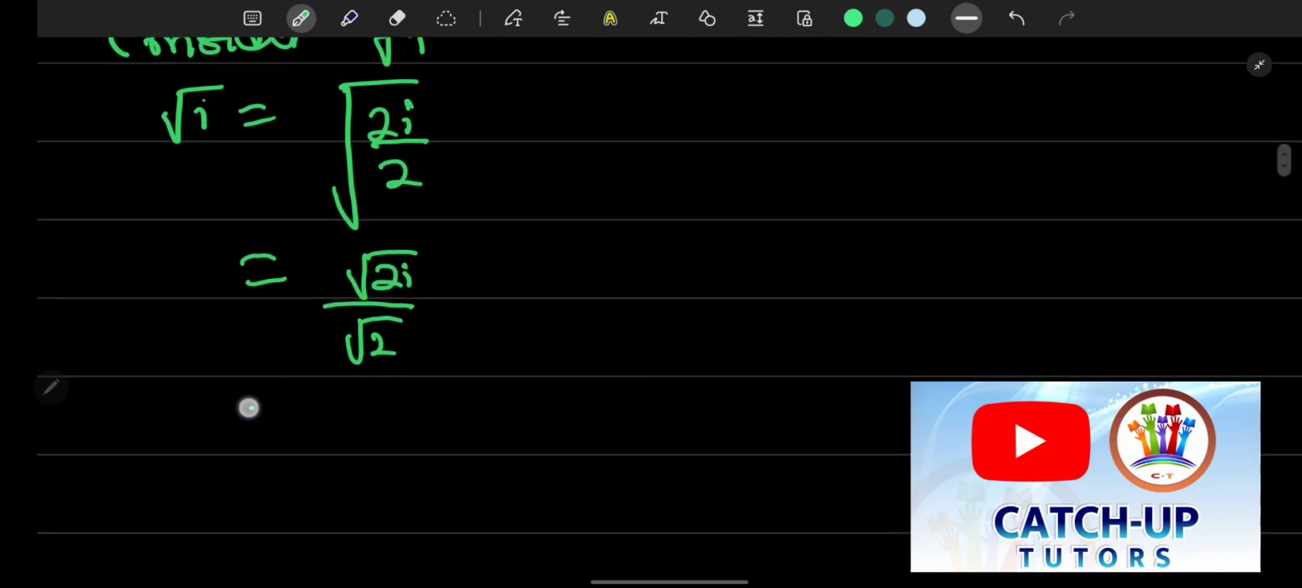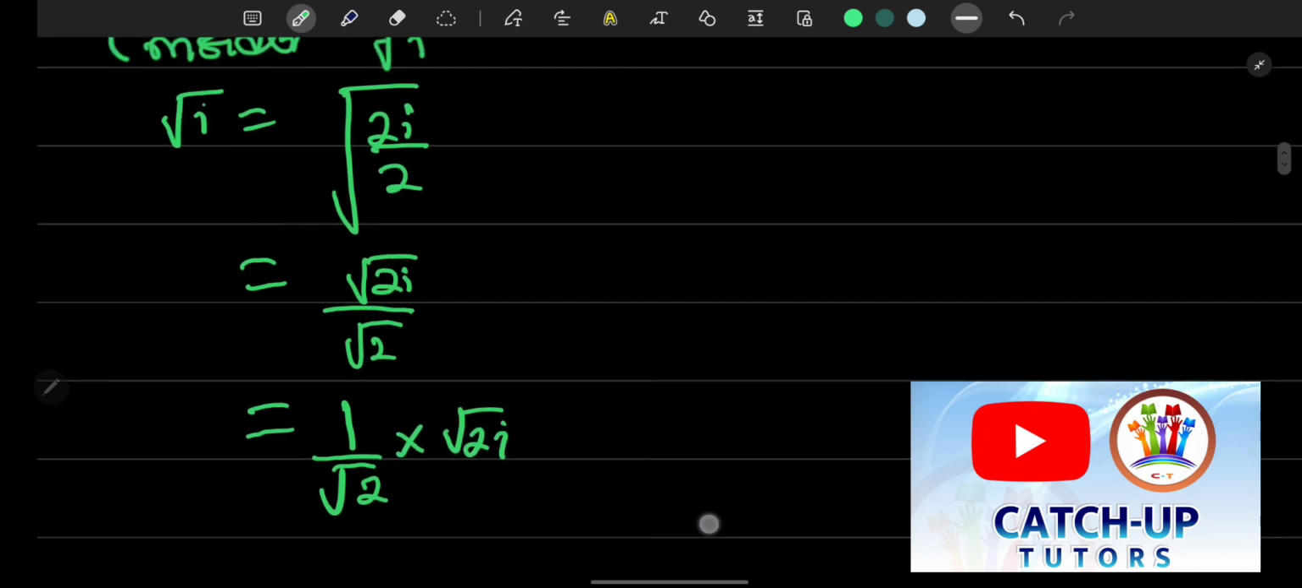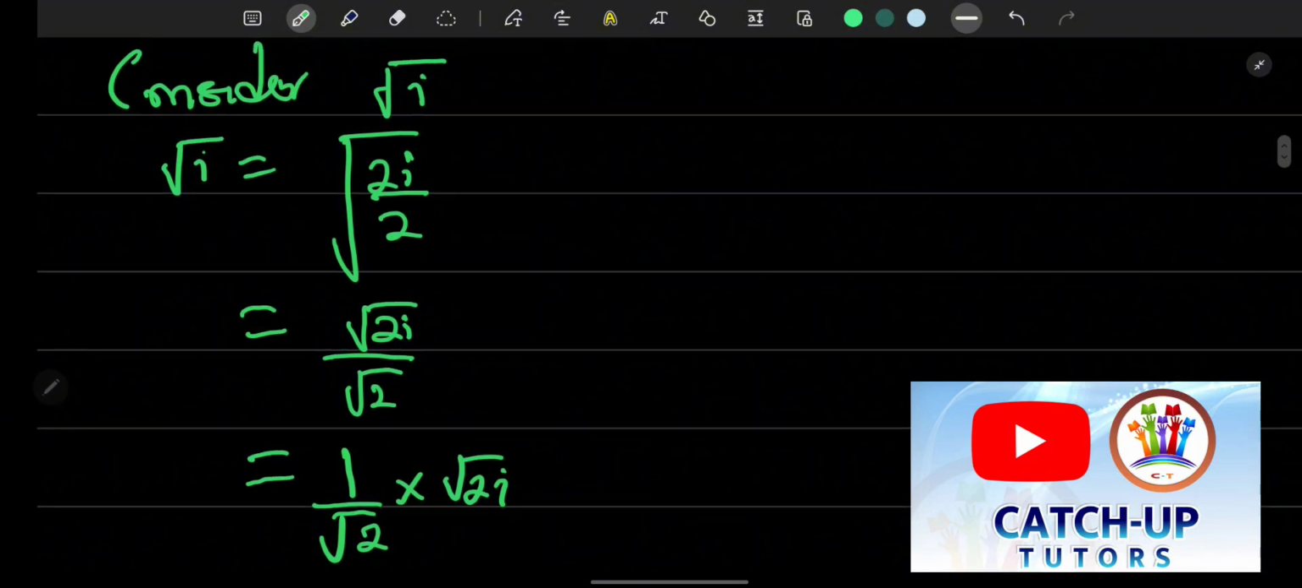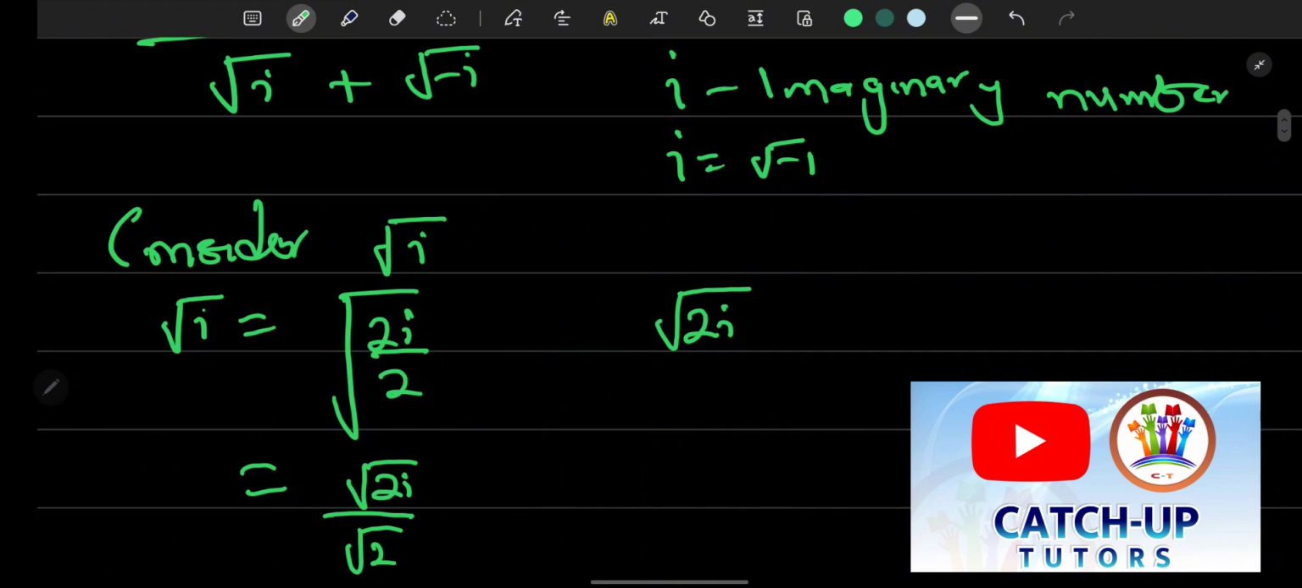Again, that can be written as 1 over root 2 times square root of 2i. Then from here, I want to bring out this square root of 2i. Why am I introducing this? The main purpose is for us to remove the square roots from this place.